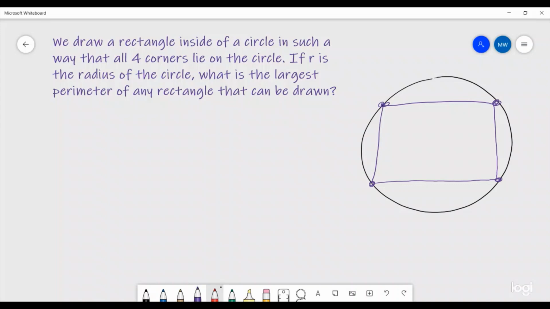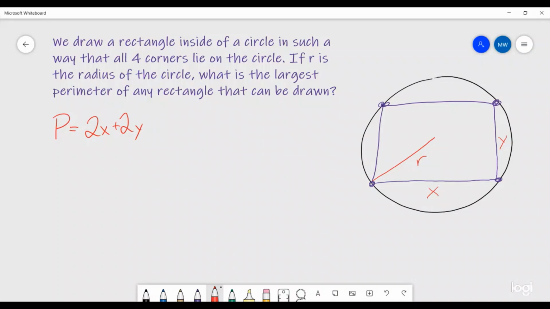And if we know that the radius of the circle is r, then what is the largest perimeter of any rectangle that can be drawn? That's what we're going to try and figure out. So let's start by labeling the picture we have. So let's say that the two sides of the rectangle are x and y. So then that means that the perimeter is going to be 2x's plus 2y's. And this is what we're trying to optimize.